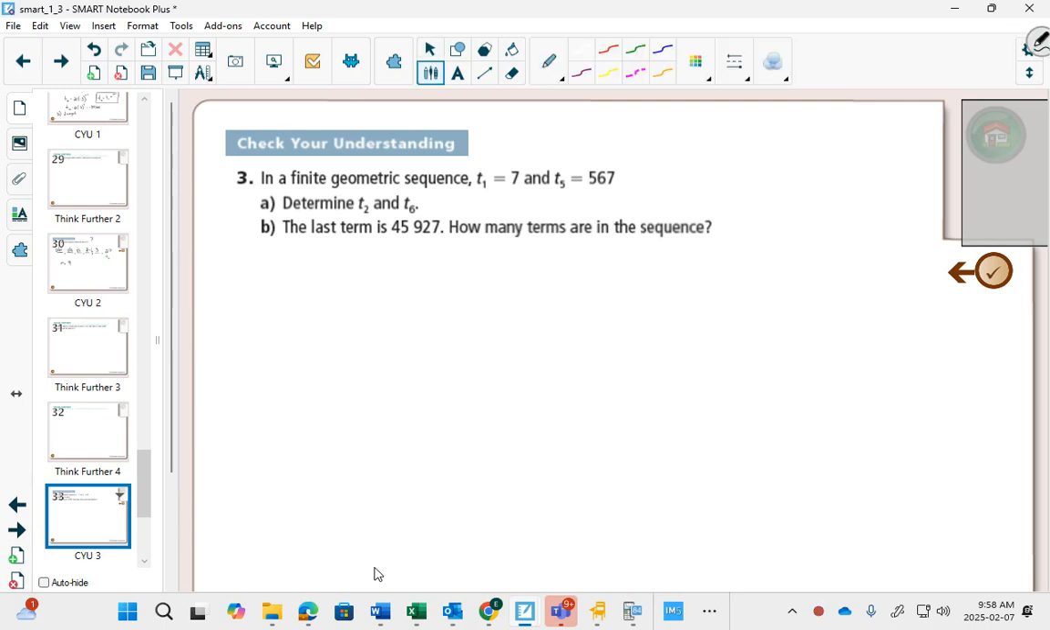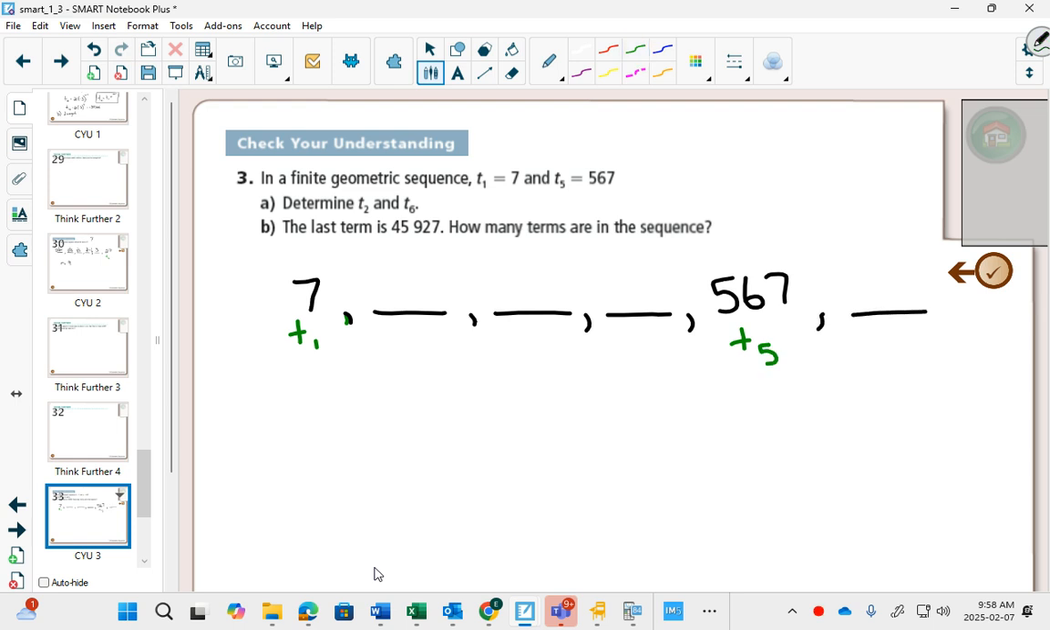So in a geometric sequence, we know term 1 and we know term 5. We want to find term 2. So we know term 1 is 7. We don't know term 2, we don't know term 3, we don't know term 4. We know term 5 is 567. And we don't know term 6.